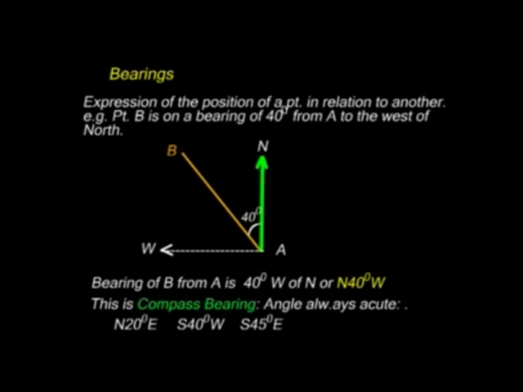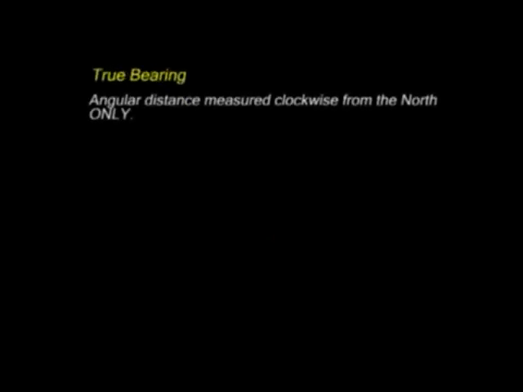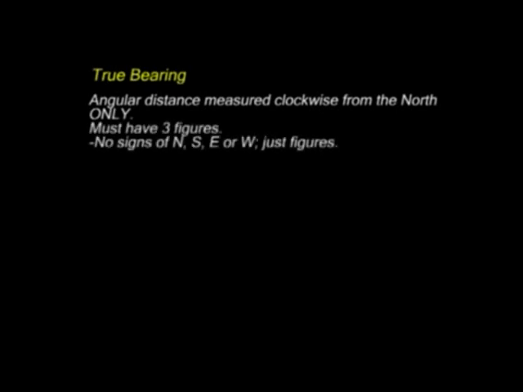But this is not very common, and we have another kind of bearing called the true bearing. In true bearing, all the points are given their angular distances measured only from the north in the clockwise direction. All points are measured clockwise only from the North Pole. The bearing must have a 3-digit figure measured only in the clockwise direction. There is no north, east, west or south, it is just the figures, and you have to bear in mind that that angle is measured only from the North Pole and in the clockwise direction.